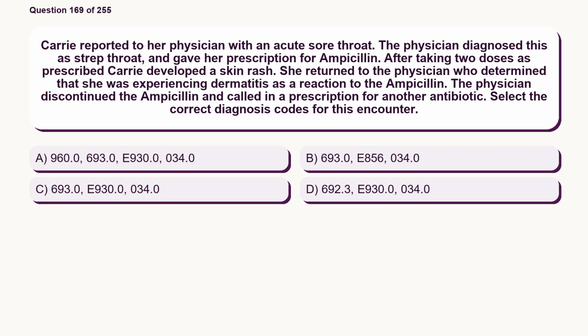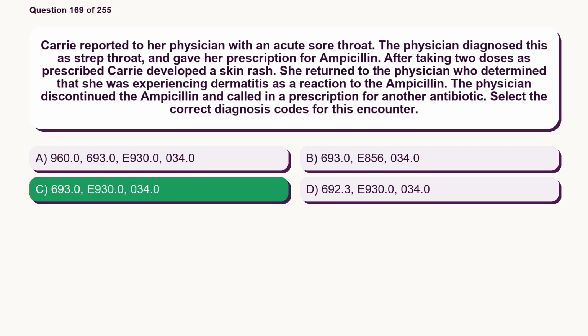Option A, 960.0, 693.0, E930.0, 034.0. Option B, 693.0, E856, 034.0. Option C, 693.0, E930.0, 034.0. Option D, 692.3, E930.0, 034.0. The correct answer is option C, 693.0, E930.0, 034.0.